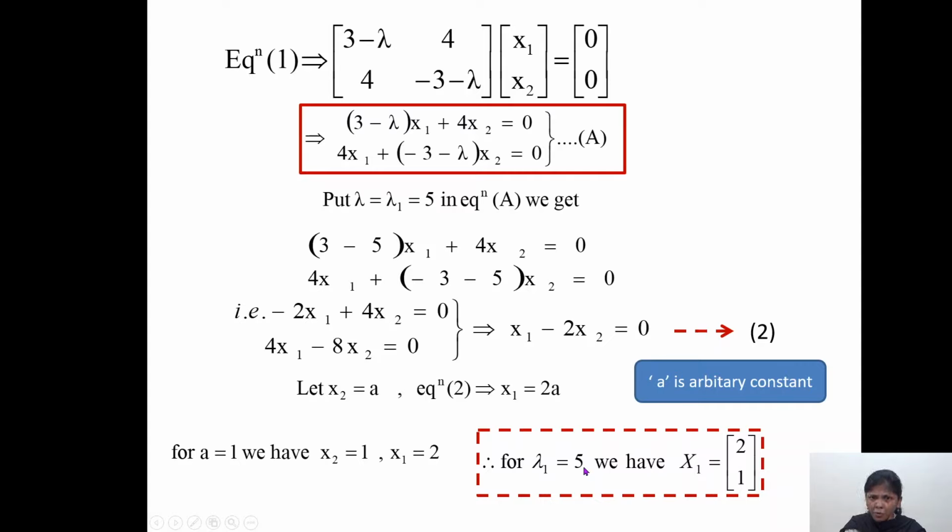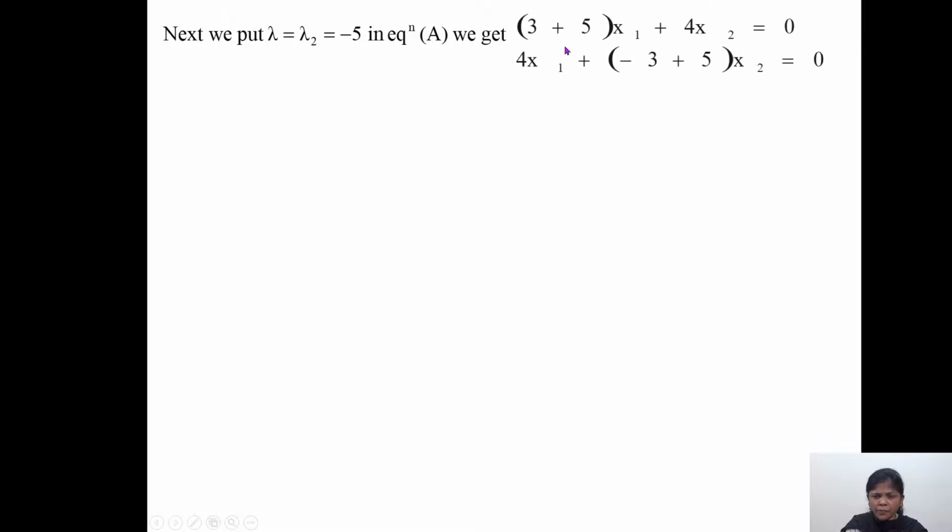We have one more eigenvalue. So let us repeat this process for the second eigenvalue, that is for lambda equal to lambda 2. So in equation A, we put lambda equal to lambda 2 equal to minus 5. We'll get the set of equations. We'll simplify this and again check the independent nature, the distinctness, of these equations.